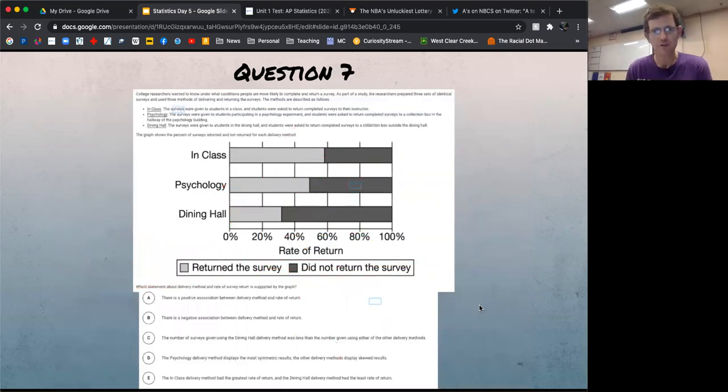Okay, the only thing to mention on this one, this is showing segmented bar charts based on return versus didn't return. Keep in mind with categorical data, there's no natural order for how we present it. We could have easily put the psychology bar chart up at the top and moved in class down. We could have switched it around in all these different ways, which means we can't talk about any positive or negative associations.